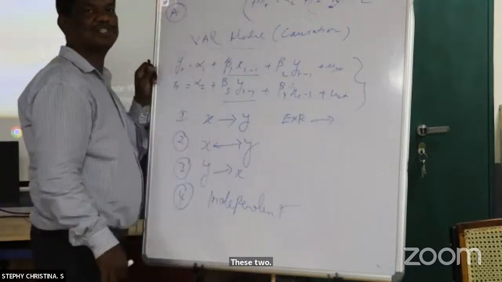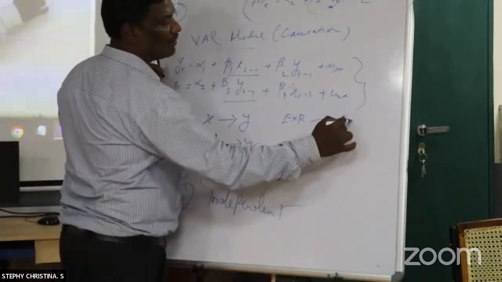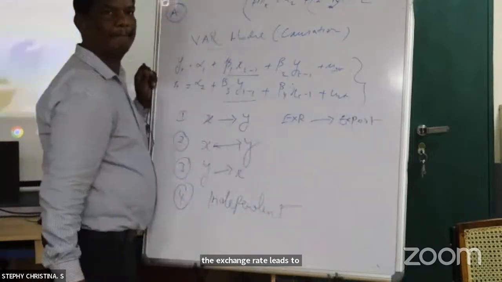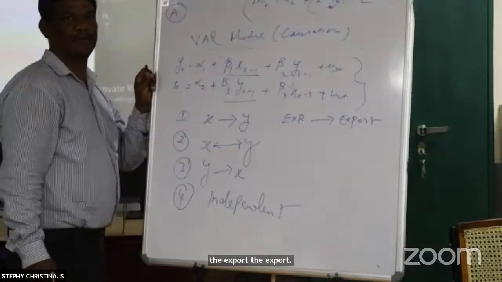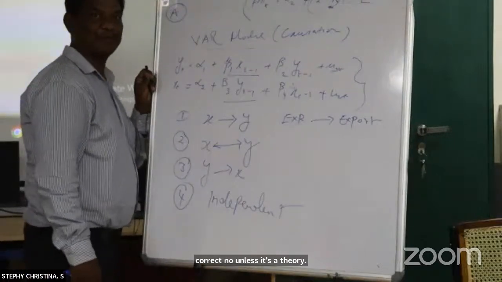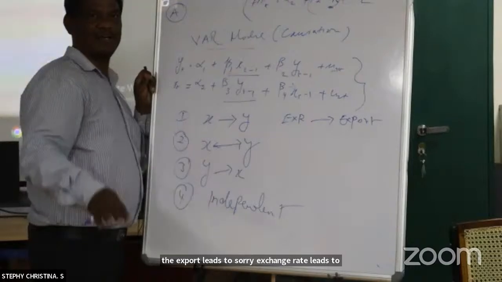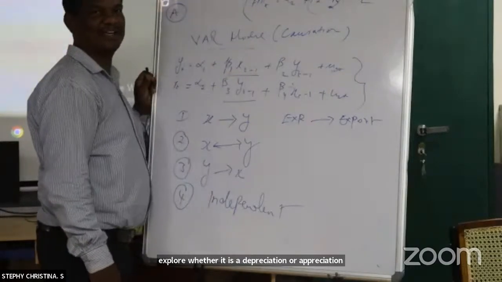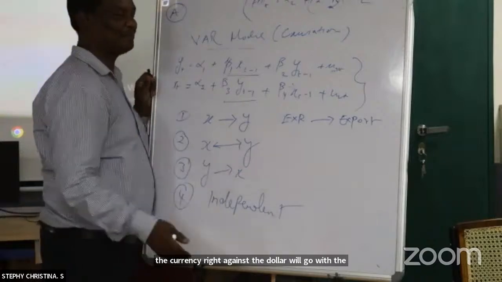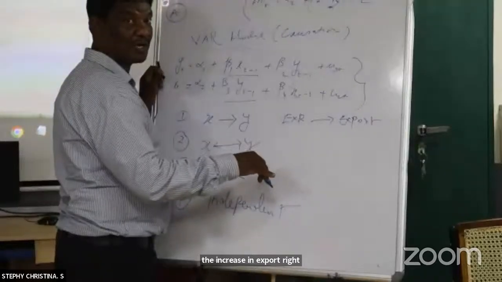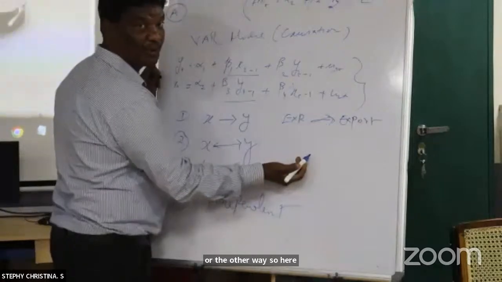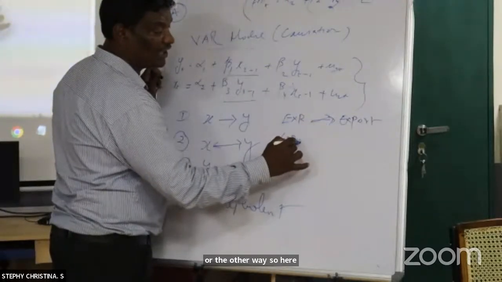The exchange rate leads to export. Analyze the theory: the exchange rate leads to export, whether it is a depreciation or appreciation. Usually we say the depreciation of the currency against the dollar will go with the increase in export, right? Now, the other way is also possible. So here the exchange rate leads to export; the other way, export leads to exchange rate.